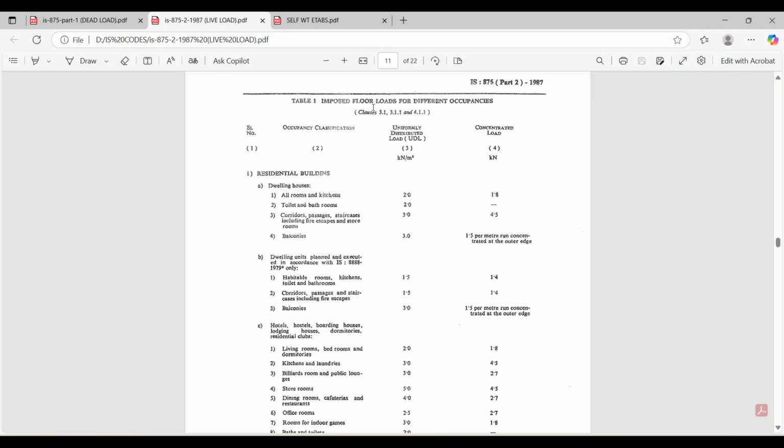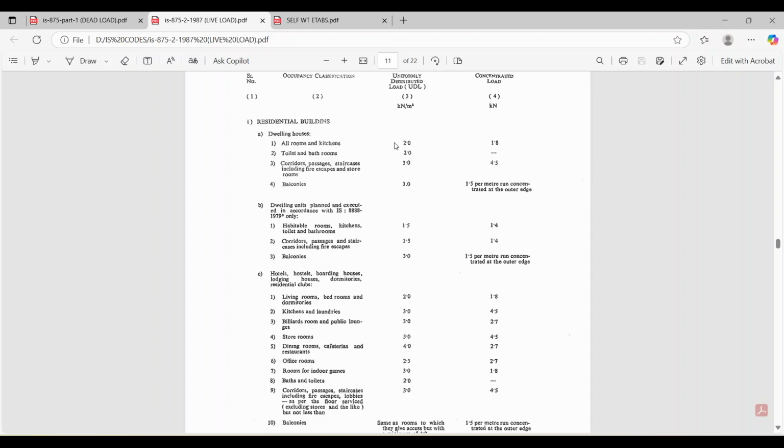And here you see imposed floor loads for the different occupancies. So from here you can see what kind of live load applies for different buildings and different floors. Here is the residential building: all rooms and kitchens have the imposed load, meaning the live load. That will be in kilonewton per meter square, and this is the uniformly distributed load. For the residential building, all rooms and kitchens have the 2 kilonewton load. For toilets, corridors, passages, and staircases, these are the 3 kilonewton load. For the balcony, also 3 kilonewton.